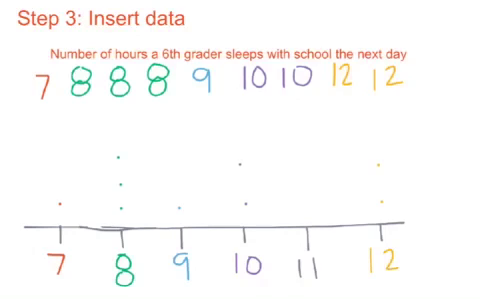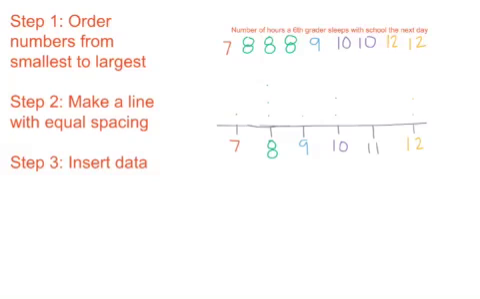So our steps for creating a dot plot are: order numbers from smallest to largest, make a line with equal spacing, and then insert your data. Now that we've created a dot plot for our data, we can start to ask questions about it. First, we will ask, what is the median?